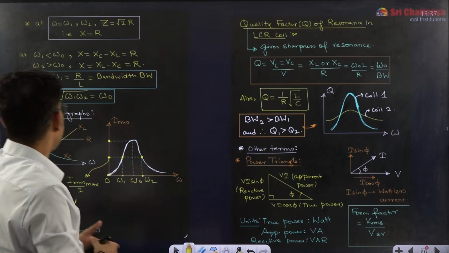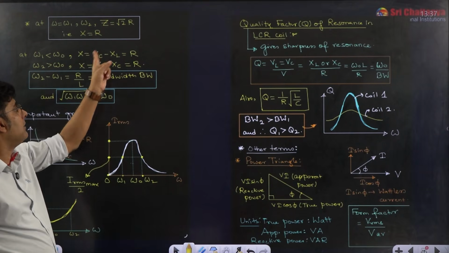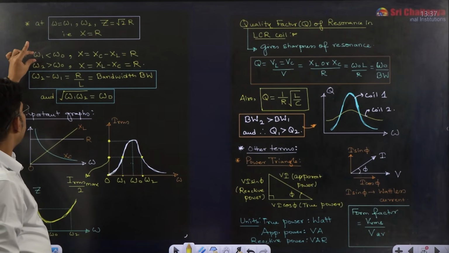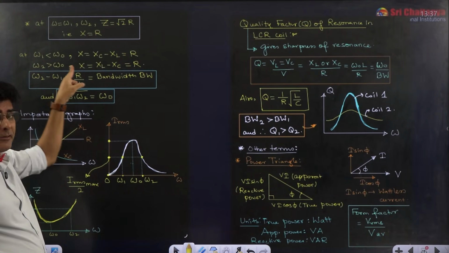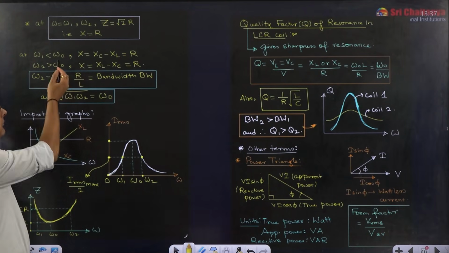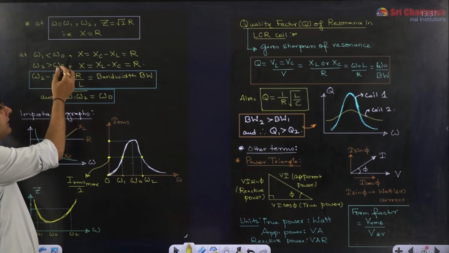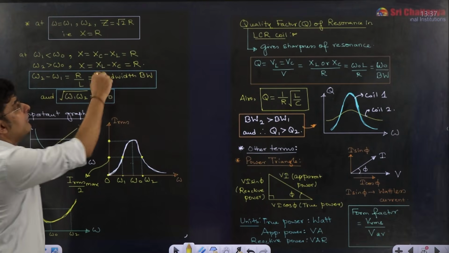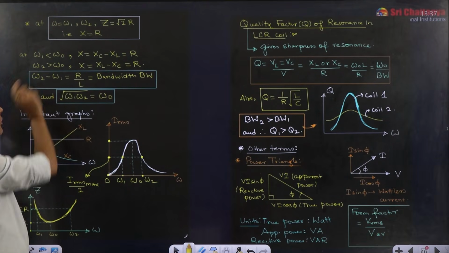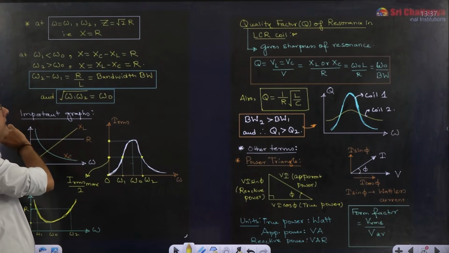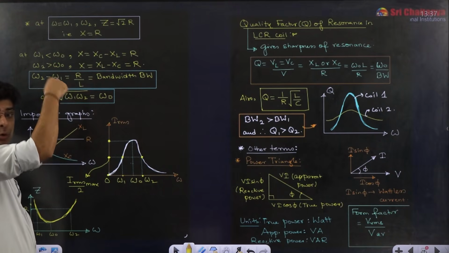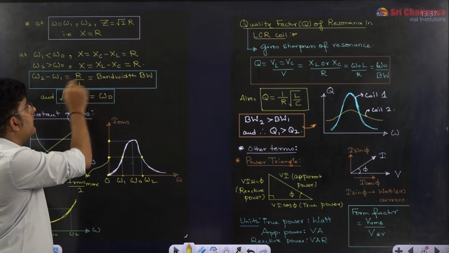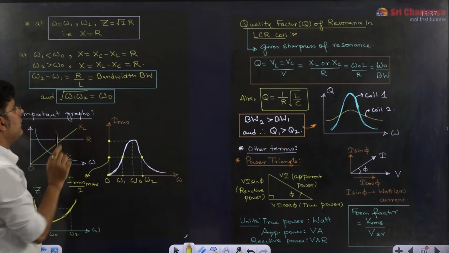Now X can be written, as I said in the LCR circuit, as XC minus XL, also XL minus XC. So at one frequency, omega 1, which is less than the resonant frequency, we know capacitive reactance is more than inductive reactance, and the circuit is more capacitive. Then X will be XC minus XL, and this value will become equal to R at this half power frequency omega 1. At the other half power frequency, which is more than the resonant frequency, X will be XL minus XC, because the circuit becomes more inductive, and this will become equal to R.